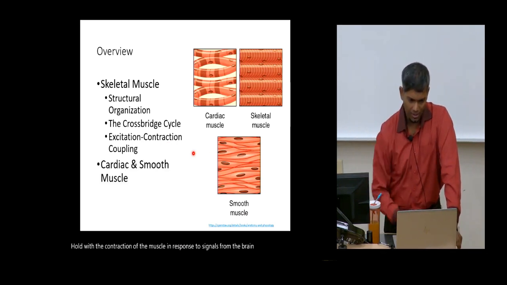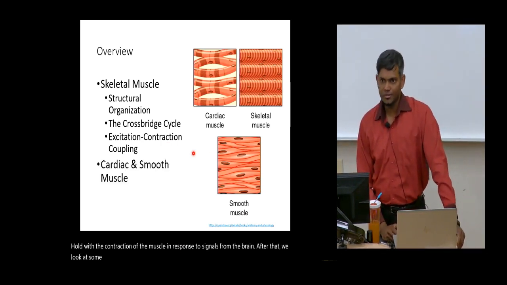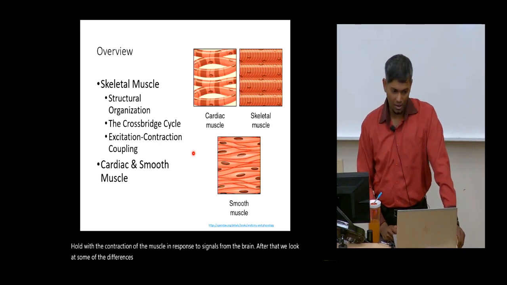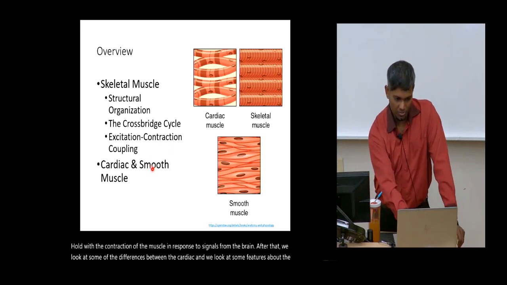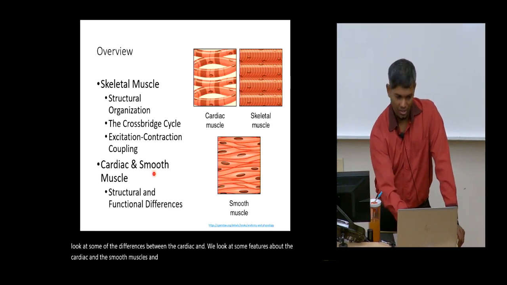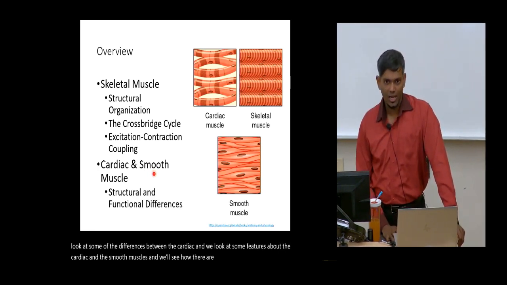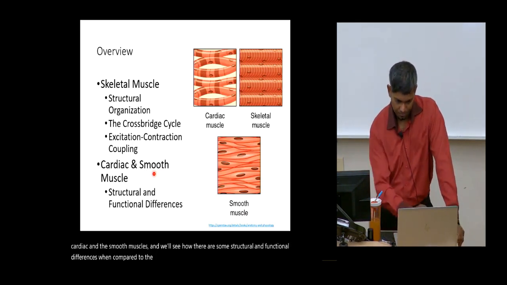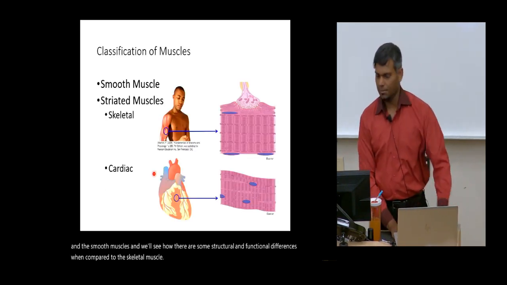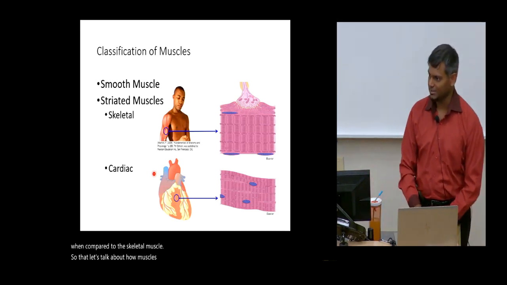After that, we'll look at some features about the cardiac and the smooth muscles, and we'll see how there are some structural and functional differences when compared to the skeletal muscle. So with that, let's talk about how muscles are classified.